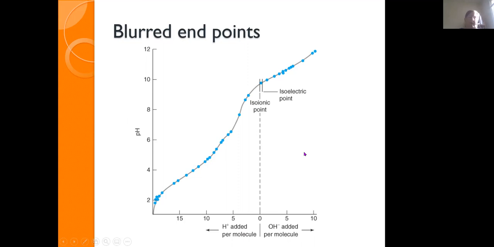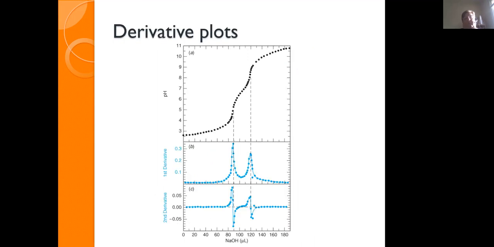Now, we're always interested in the volume at the equivalence point. So if we have a blurred endpoint, how can we find that volume accurately when we can't eyeball it off of the curve? And also, these won't work well with indicators because we don't have that sudden pH change at the equivalence point. So one of the ways to get around this is to go to derivative plots.